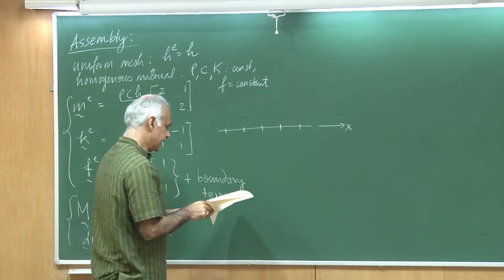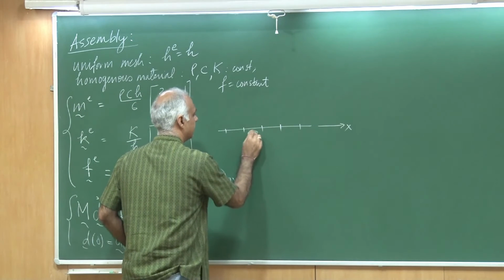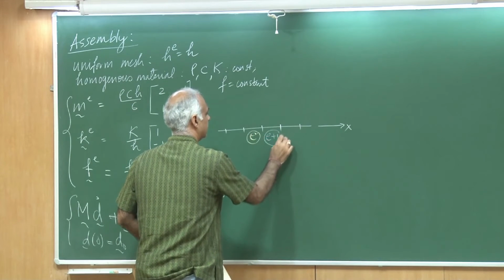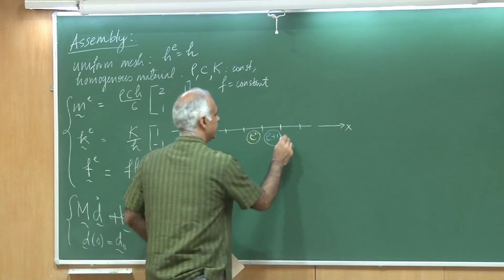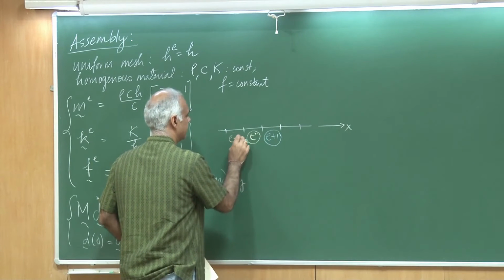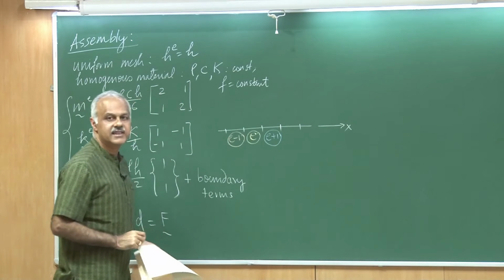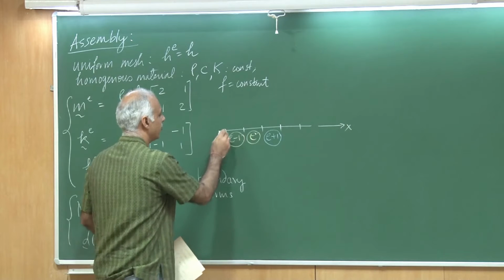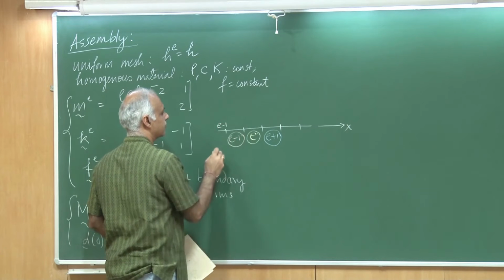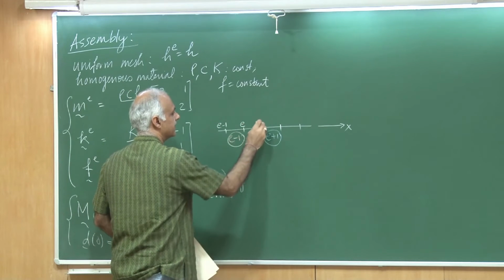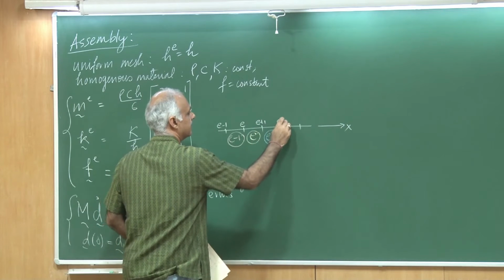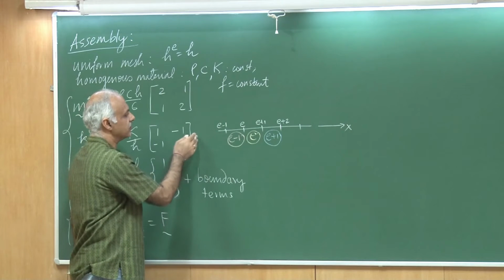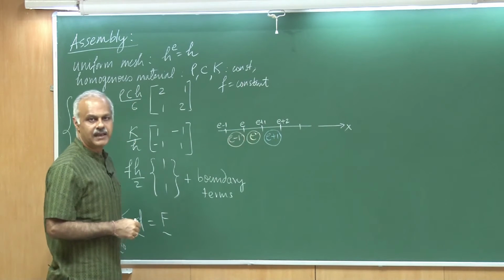So, let us say this is element E, then I have element E plus 1, and I have element E minus 1, let us say. So, I am going to look at 3 elements. I am going to number the nodes also in this manner. So, this is node number E minus 1, this is node number E, this is E plus 1, and this is node number E plus 2. Okay. There are nodes to the left and there are nodes to the right, but I am not going to worry about them.